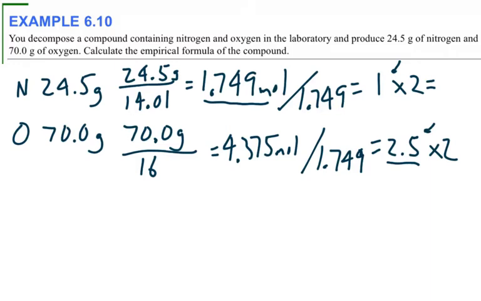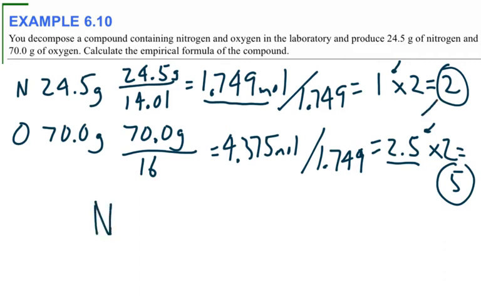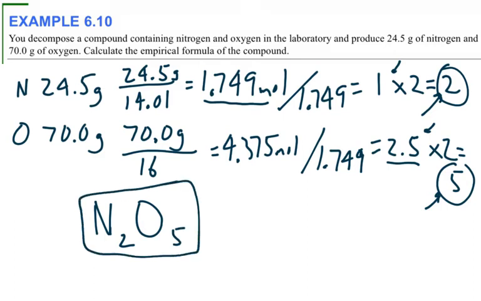When you do that, 1 times 2 is 2, and 2.5 times 2 gives you a 5. These are now whole numbers. Believe it or not, we are done with problem number 1. The numbers that I just circled are the subscripts of the empirical formula. So notice, in this compound, there are 2 nitrogens, so you put a subscript here, and there are 5 oxygens, and that is our answer to our first sample problem.